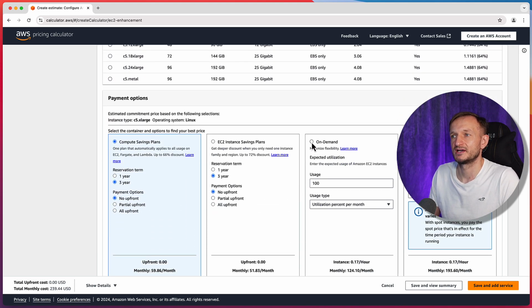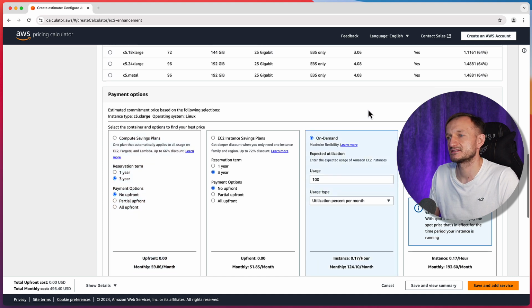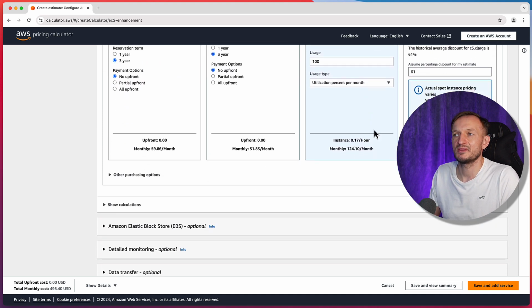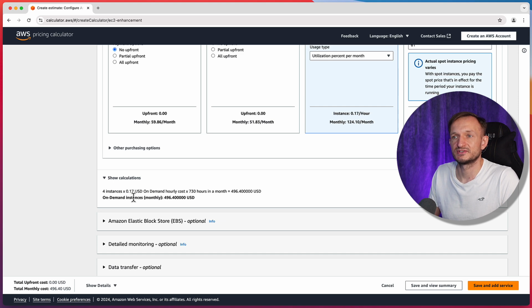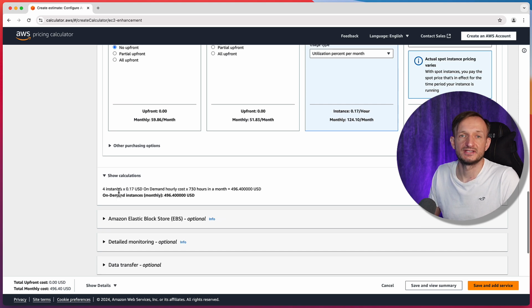We will go to the on-demand one, which we discussed before, and we can see that one particular instance costs 17 cents in USD per hour. The monthly cost of one particular instance is $124 and 10 cents.